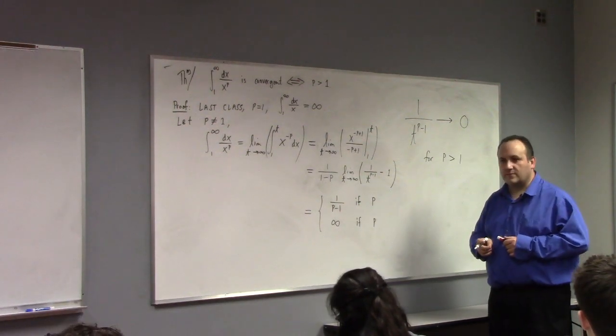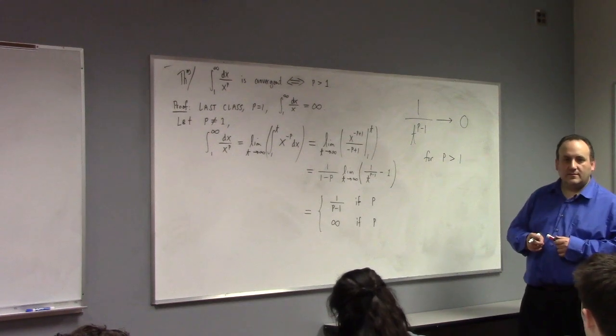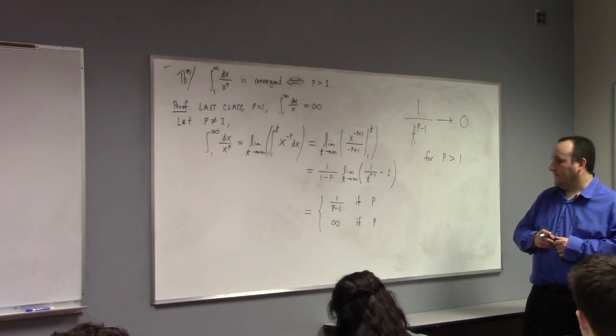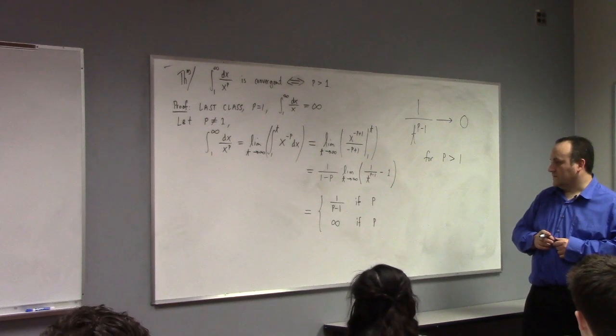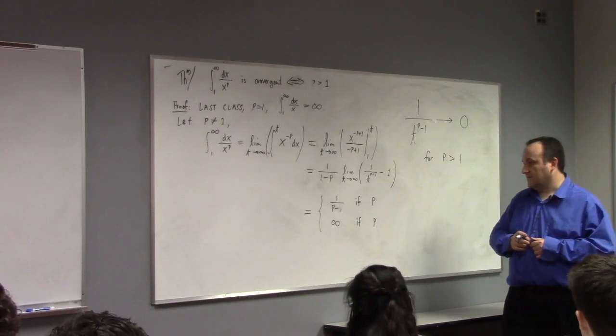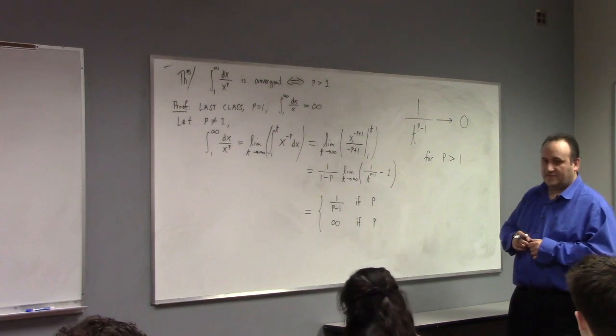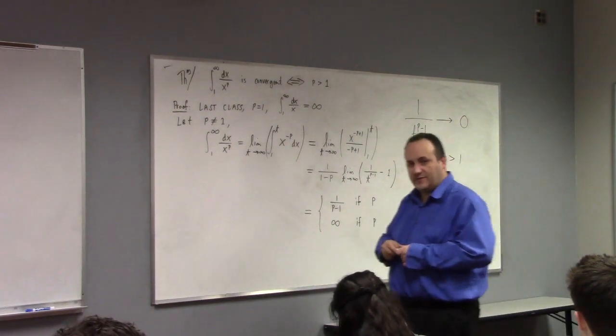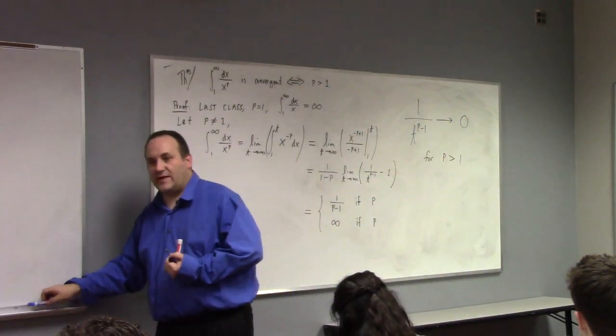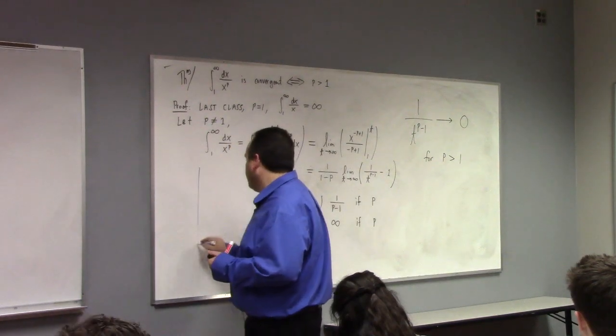Yes, sir? I saw a hand. Oh, yeah. I was just going to say if p is greater than 1, that coefficient is going to be negative. Yes. That's very true. And why is that relevant? Because what are we expecting here? What is this we're calculating? We're calculating the area, right?